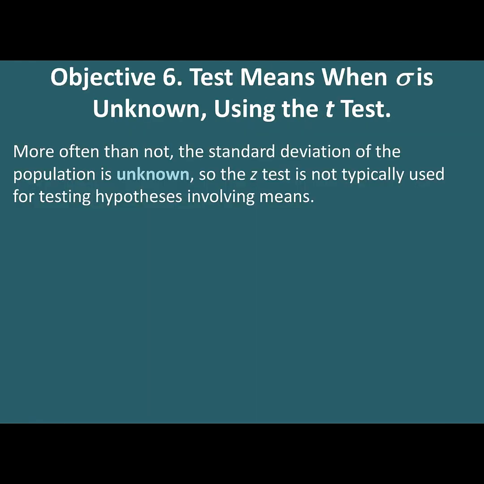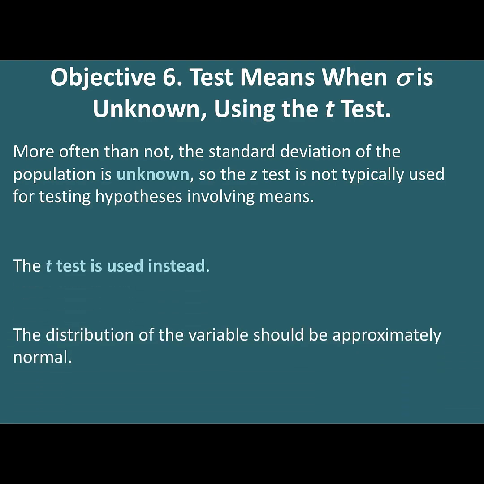More often than not, the standard deviation of a population is unknown, so the z-test is not typically used for testing hypotheses involving means. The t-test is used instead. The distribution of the variable should be approximately normal.